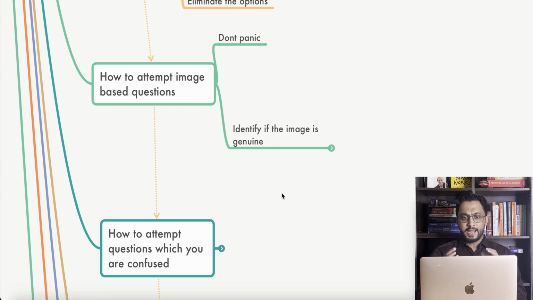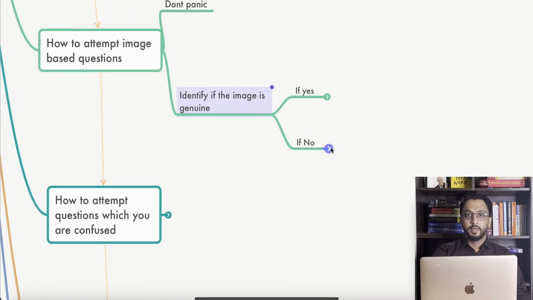What happens with students is that the moment they see the image, they think, oh my god, image-based question. No, don't worry. Identify if the image is genuine or not, meaning can you identify the answer from the question itself? Is there any key point in there? If yes, it's genuine, like some instruments, for example. Identify the instrument or its purpose. Definitely the image and the question are related.